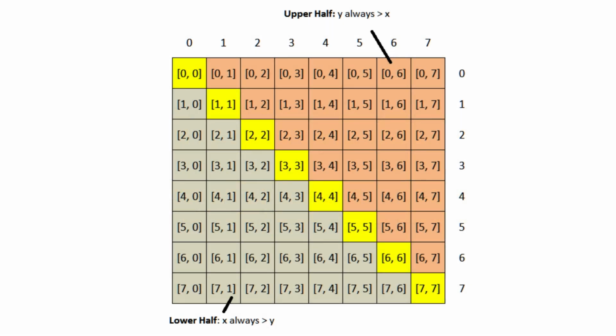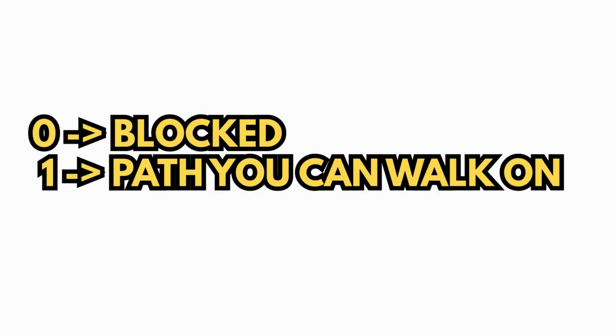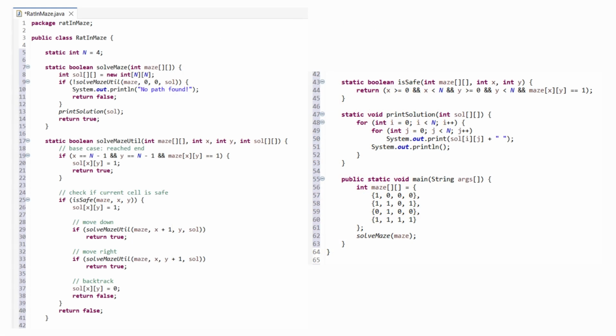The maze problem. We'll represent the maze as a 2D grid. 0 means blocked, 1 means a path you can walk on. The rat starts at the top left corner (0, 0) and needs to reach the bottom right corner (n-1, n-1). And let's write the code for that in Java.